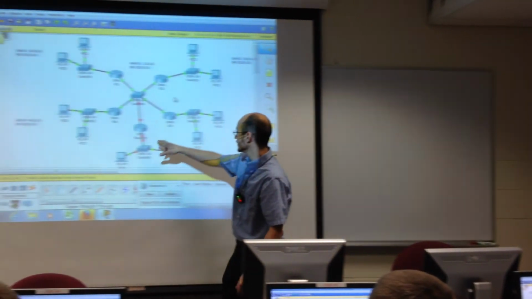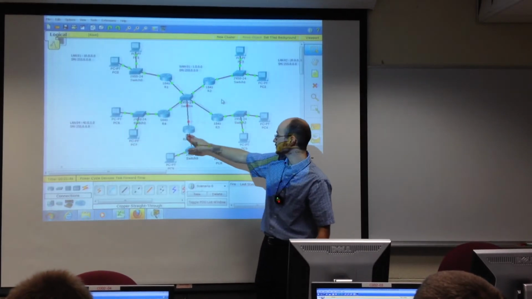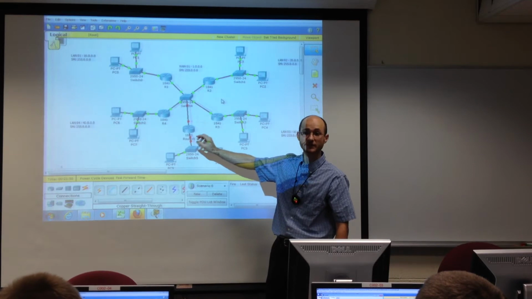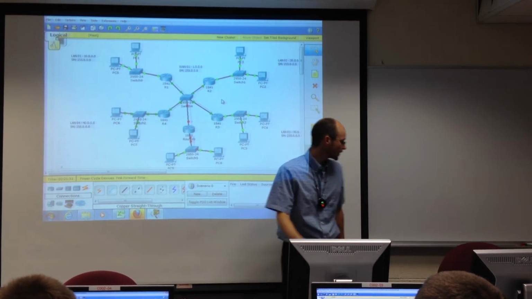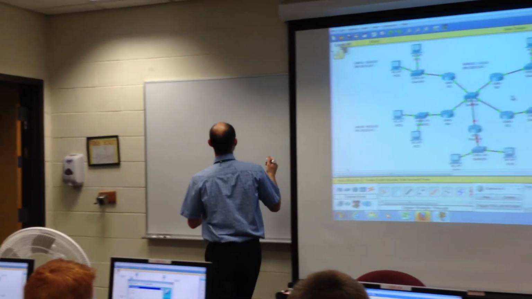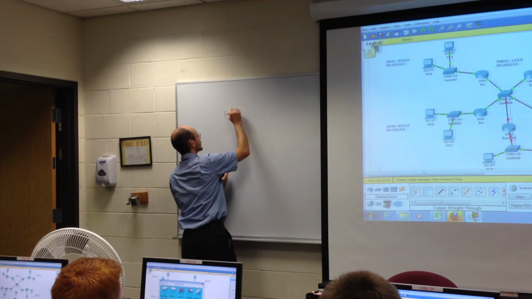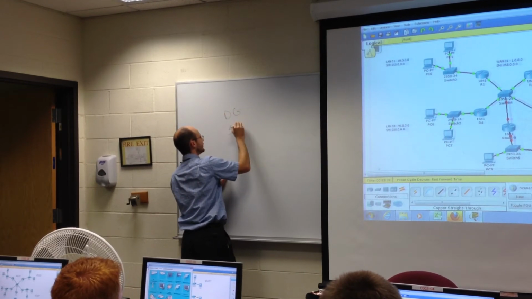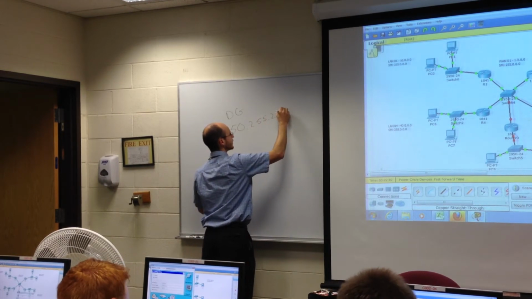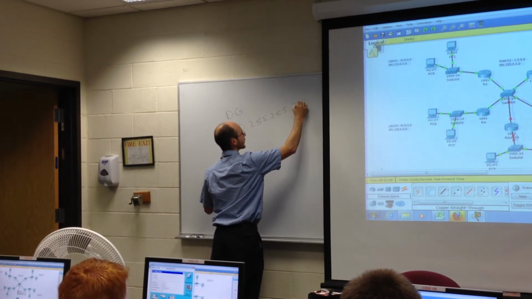What I tend to do for my default gateway is I'm going to make this the last usable space, so it's going to be 50.255.255.254. So let me write that up on the board for you so you guys have it. Let's put it right over here. So the default gateway is going to be 50.255.255.254.